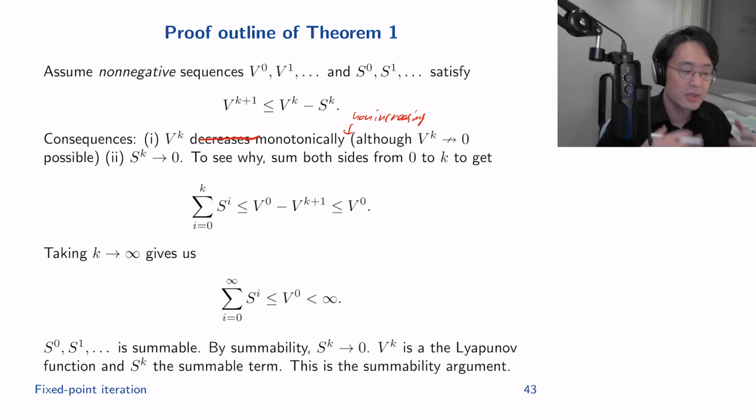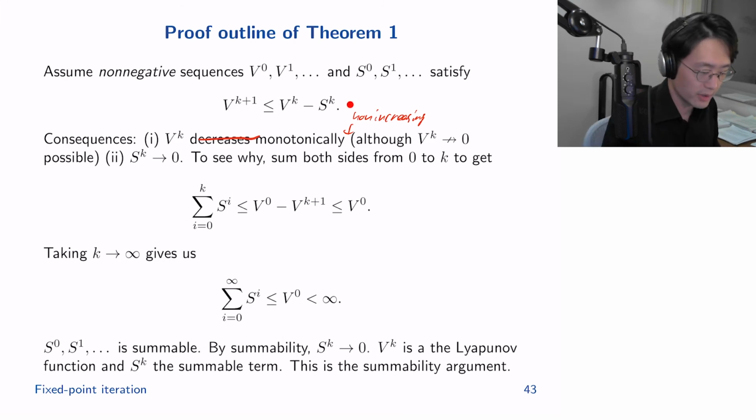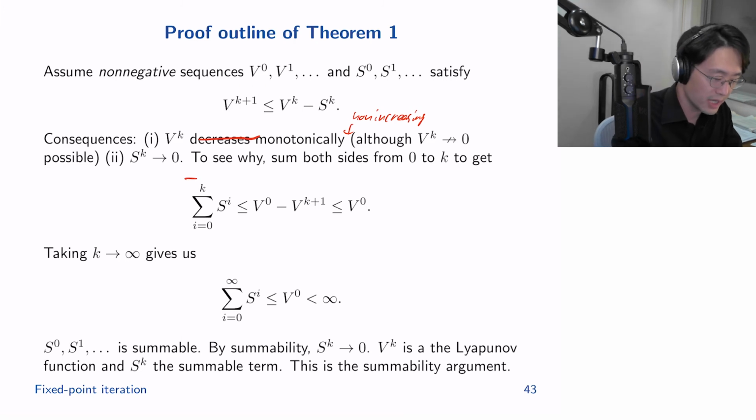Okay, so let's see why. To see why s_k must converge to 0, we sum both sides of this inequality from k equals 0 up to k. The v's form a telescoping sum, so they cancel out. We have the sum of s_k's on the right-hand side, but we can move that to the left. All of the v's cancel out except v0, and then v_{k+1} we move over here. So by summing both sides from 0 to k, we get this.